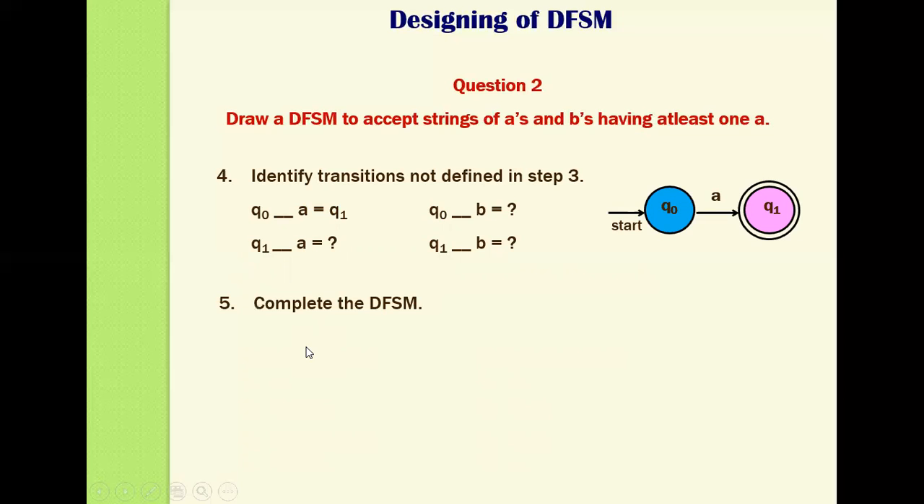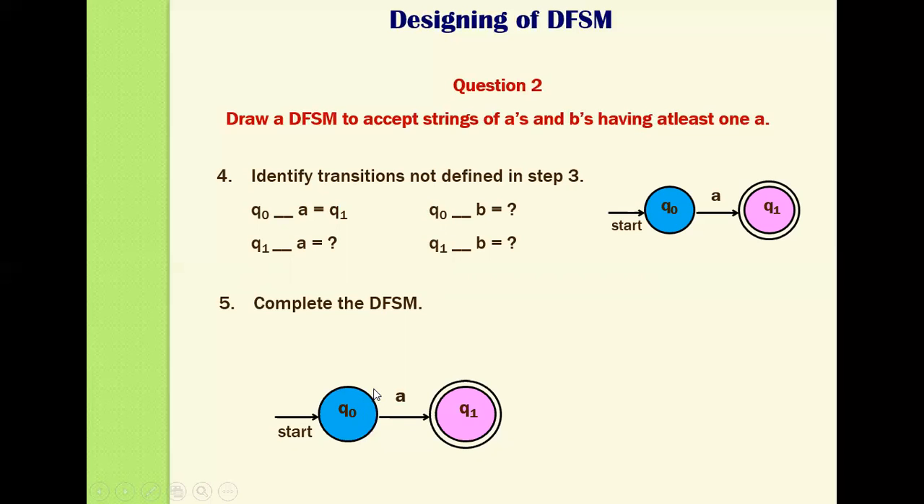We have to complete the DFSM, that is the fifth step. Now the analysis comes. Let us just draw the DFSM again, the skeleton DFSM. Now let us check one by one. First, let us go with Q naught. What are the two inputs I have? A and B. So Q naught upon A is done. Fine. Now what is Q naught upon B? That we have to find out.